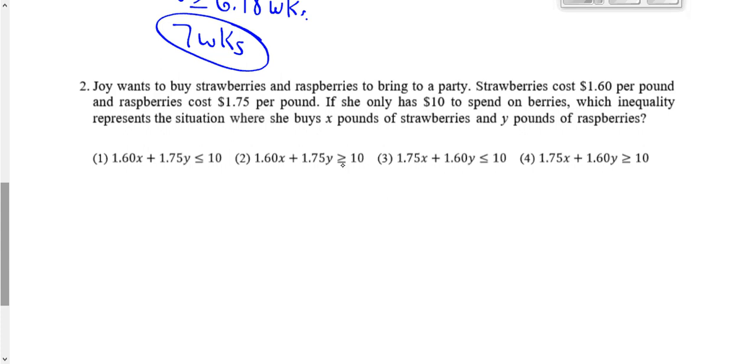Well, that's a greater than, then 1 or 3. 4 is a greater than, and I think you just told me less than. So 1 and 3 narrows it down. They got the less than or equal to. So which one? 1. Okay, so $1.60 X, for strawberries, and Y. So every pound of strawberries is $1.60 plus every pound of raspberries $1.75 is less than or equal to $10. Simple enough.